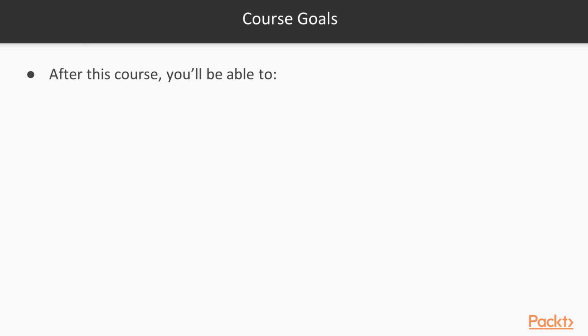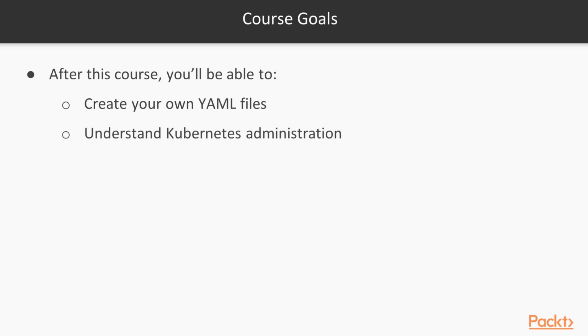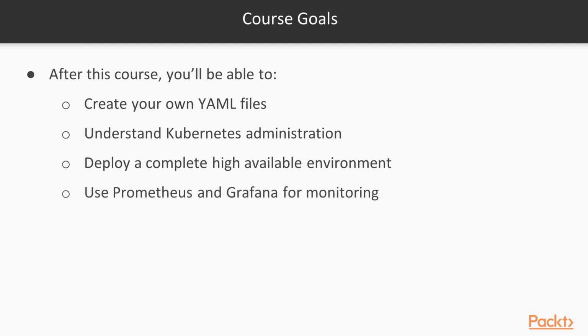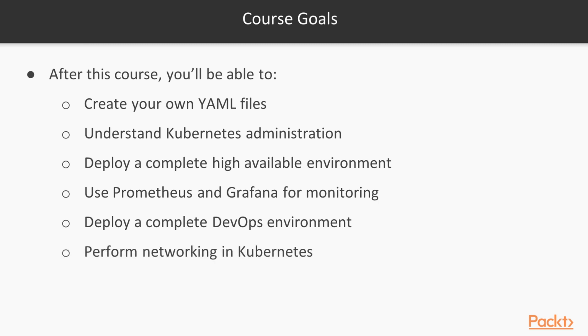So after this course, you will be able to create your own YAML files for your environment. You will be skilled in doing Kubernetes administration tasks. You will be able to deploy a complete highly available environment. Furthermore, you will be able to set up and customize your own infrastructure monitoring. And finally, you will be able to deploy a complete DevOps environment and also gain the practical concepts of Kubernetes networking. So what are the prerequisites of this course?